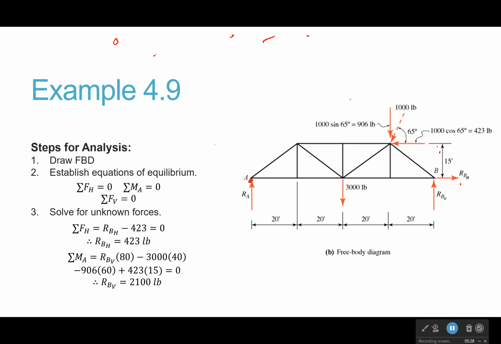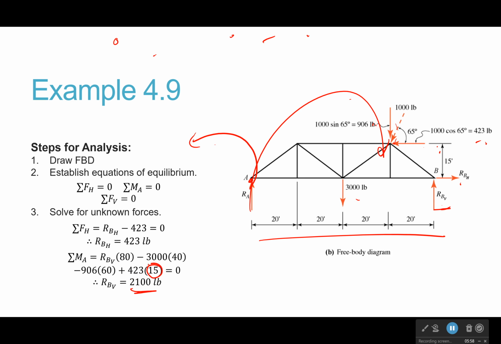So I do that. I have my vertical one times 80. Makes sense. It's 80 feet away. I have 3,000 times 40. It's negative because it's going the opposite direction. I've got 906 times 60 because it's going the opposite direction. Yep. And then I have this component right here. That's this horizontal component, which is causing a moment as well. And so I multiply all those together, and I get that RBV is 2,100 pounds.